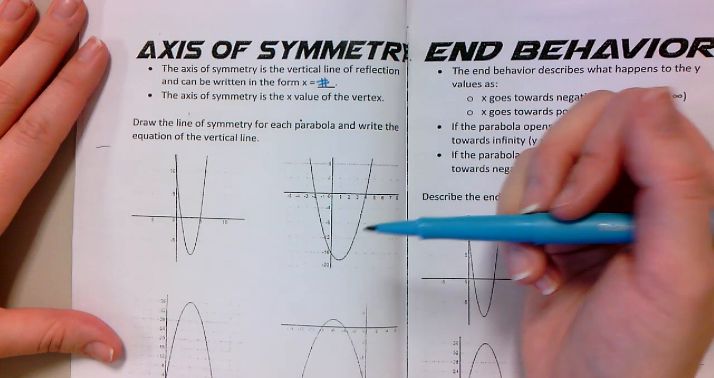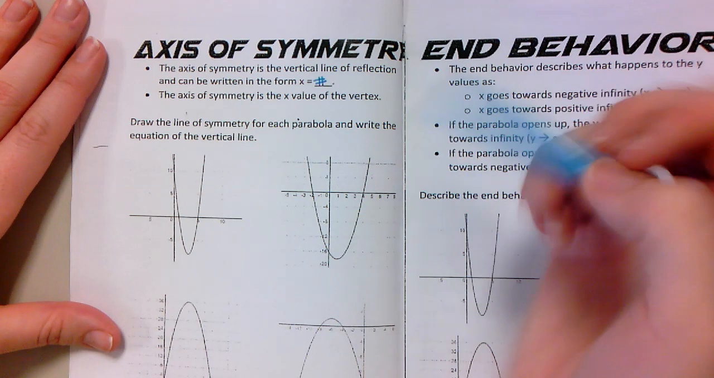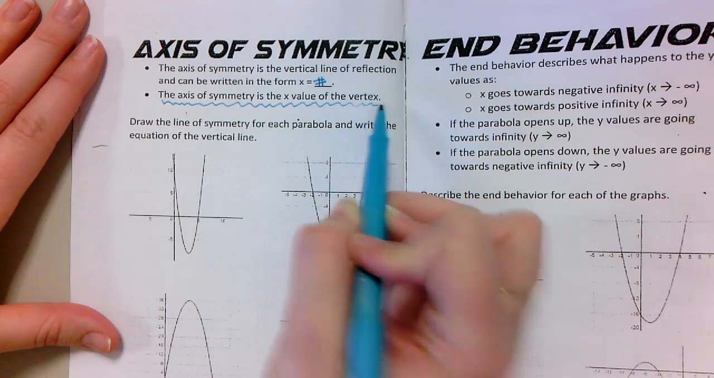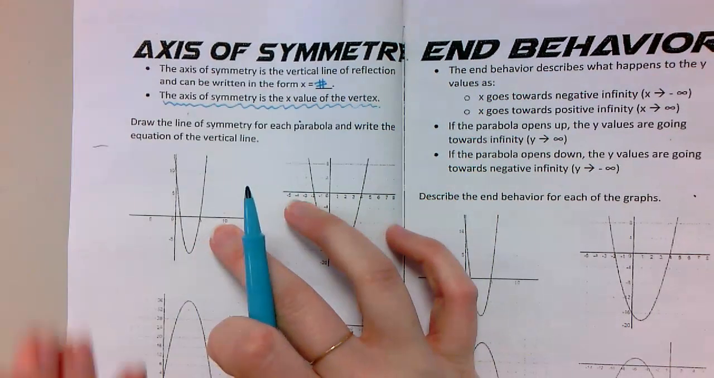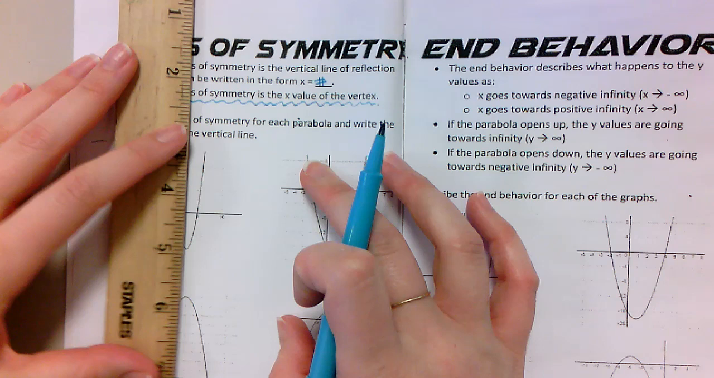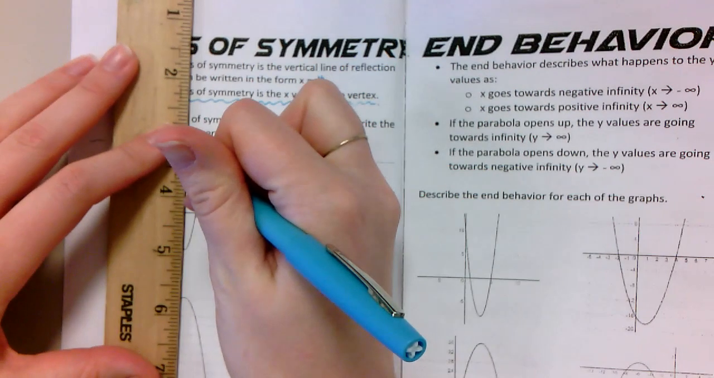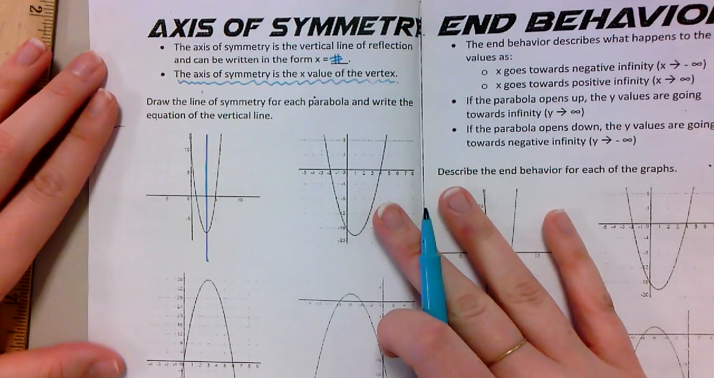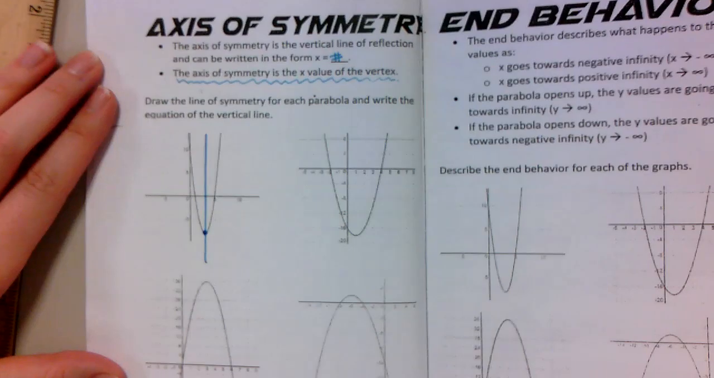So the axis of symmetry, the x value should be the exact same as the x value in your vertex. So right here it says the axis of symmetry is the x value of the vertex. Because again, they're shared. So if I were to draw the line of symmetry right here, I'm going to get a ruler to make sure that I do it nice and straight. Really cut through the middle. Right there is the axis of symmetry. So if you can find your vertex, you just draw a line through your vertex.